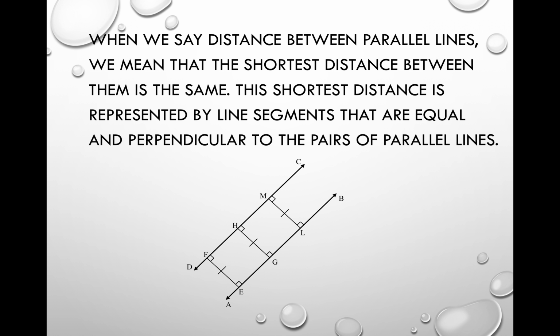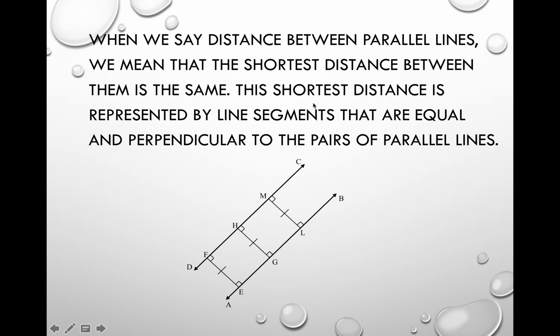When we say distance between parallel lines, we mean that the shortest distance between them is the same, meaning from here to here. All right, so from one to the other. This shortest distance is represented by line segments that are equal and perpendicular to the pair of others. So from C to D, that's line CD, and line AB. Line segment ML would be perpendicular to these 2 lines because they create a right angle.